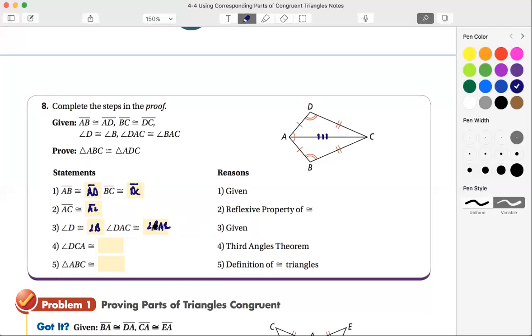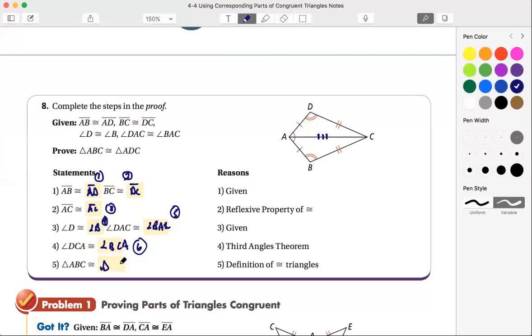Now, if I know 2 angles are congruent, I also know that the third angles must be congruent. So angle DCA must be congruent to angle BCA, and that's by the third angle theorem. Now notice, you have 1, 2, 3, 4, 5, 6 pieces of information, all 6 pieces of information about these 2 triangles. So therefore, triangle ABC is congruent to triangle ADC.